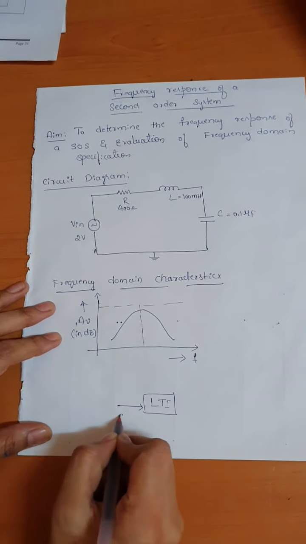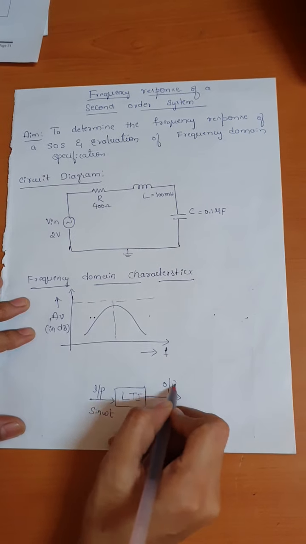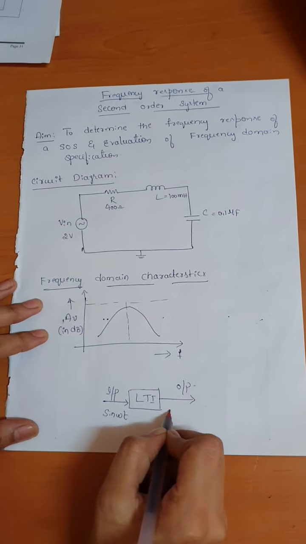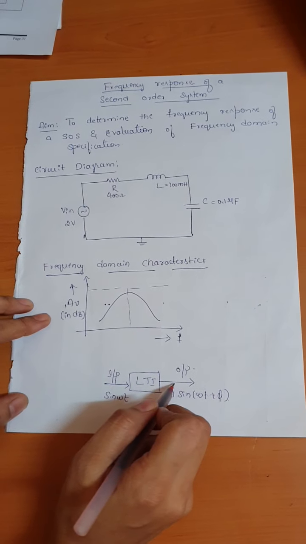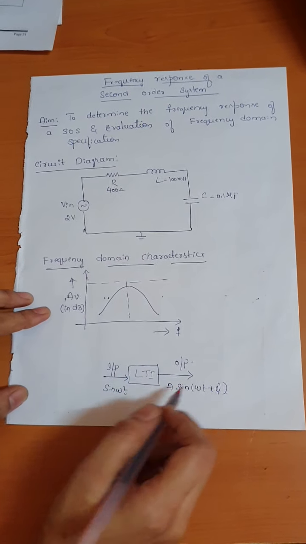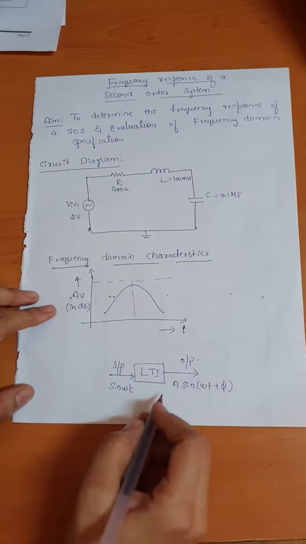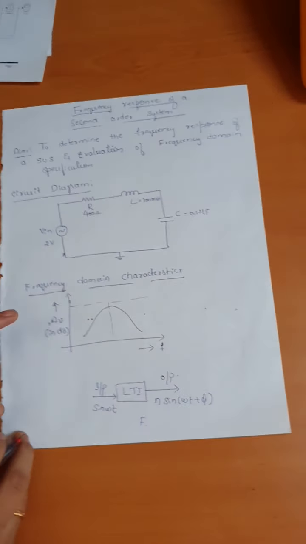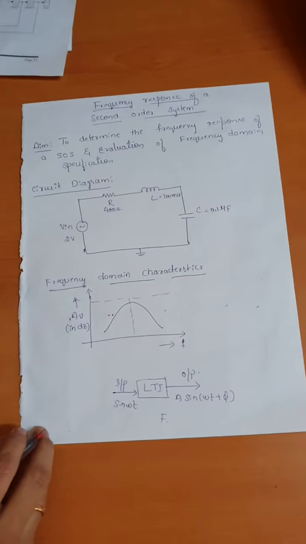You are going to produce a sinusoidal output, but the output won't be the same in magnitude and phase. Let us consider the output will be A sine of omega t plus phi. So this is what we call a frequency response. When you give a sinusoidal input to the system, you produce a sinusoidal output with a change in magnitude and phase, but the frequency remains the same. So this is what we call the frequency response of a second order system.